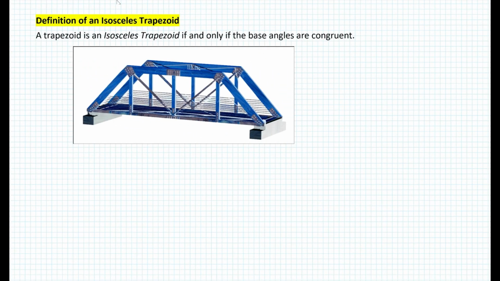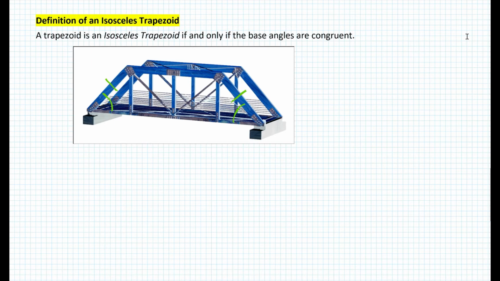So here's the definition of an isosceles trapezoid. A trapezoid is an isosceles trapezoid if and only if the base angles are congruent. So basically, if we look at the image here, these angles here, let me draw that in really quick, maybe use a different color, are considered the base angles, okay? And they must be congruent to be an isosceles trapezoid. Alternatively, you can also state that these two legs must be congruent as well.